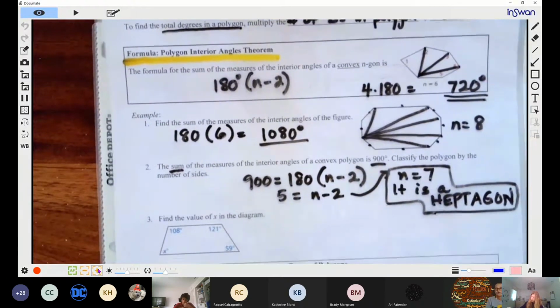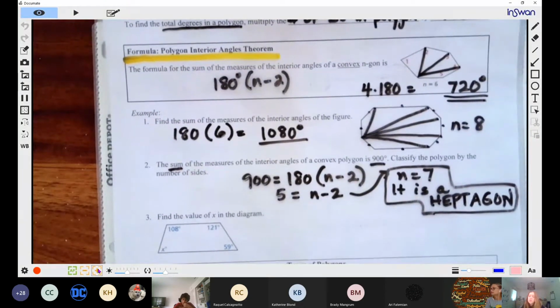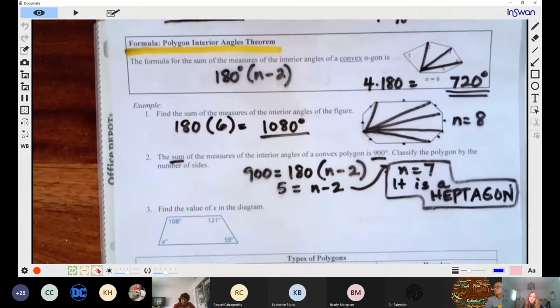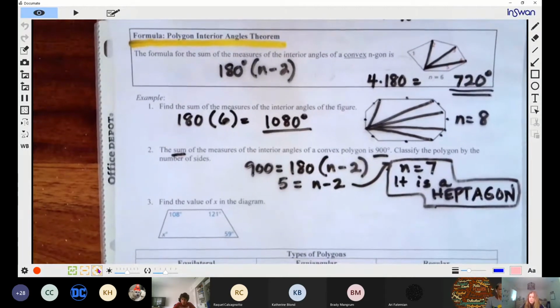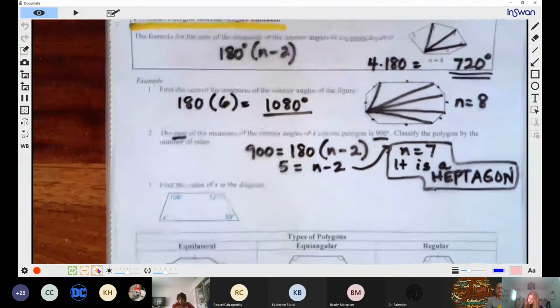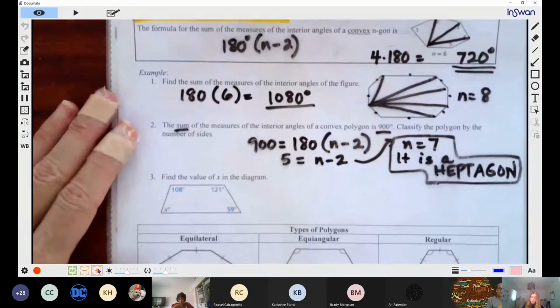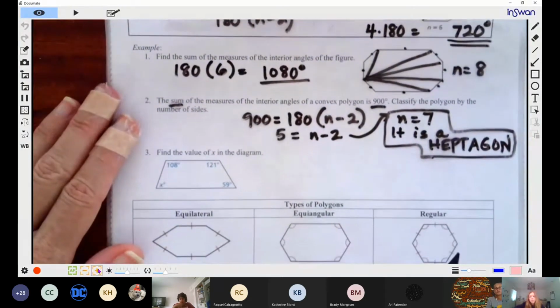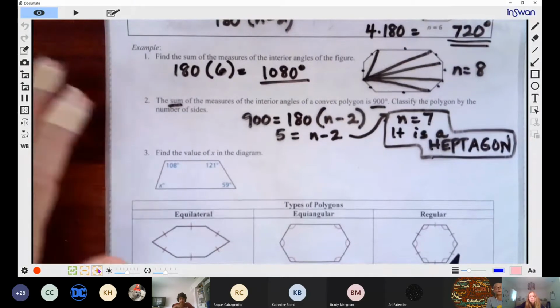Ta-da! Have you guys ever done work like this before? Just looking for a couple of you. So I think this may be the first time you've seen it. That's why we're going to do a lot of problems on this, and I may even give you more time, but this first section is interior. And we've just done interior, we'll do exterior too.